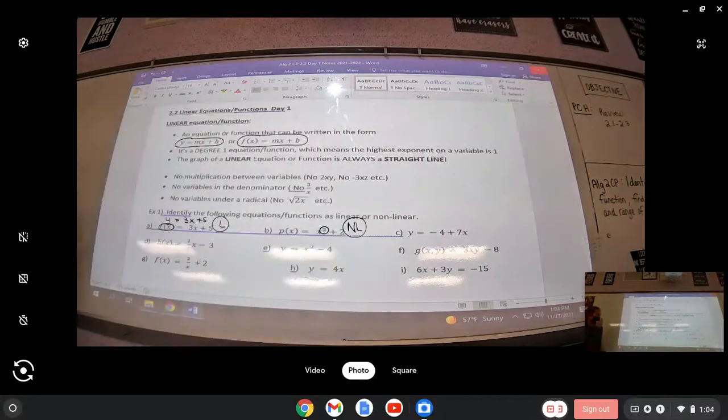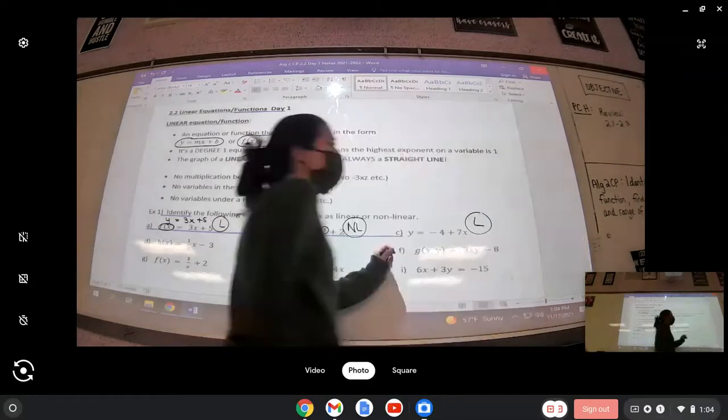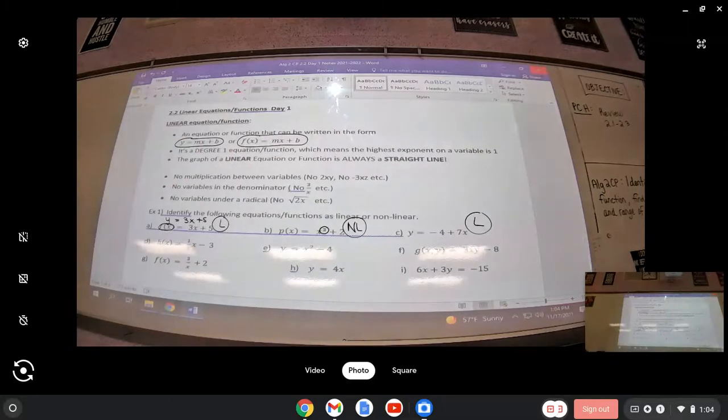All right. What about C? Y equals -4 plus 7x. Guys, could you do a little switcheroo and say this is y equals 7x minus 4? Yeah. So is that mx plus b form? Yeah. Is that linear or non-linear? Linear. That's beautiful. Nice and easy and basic.